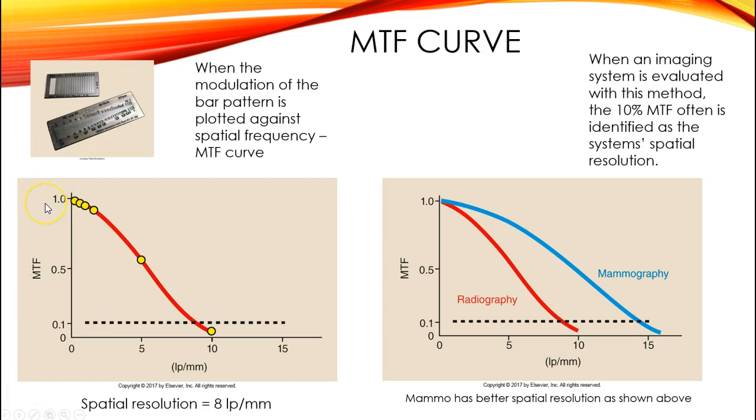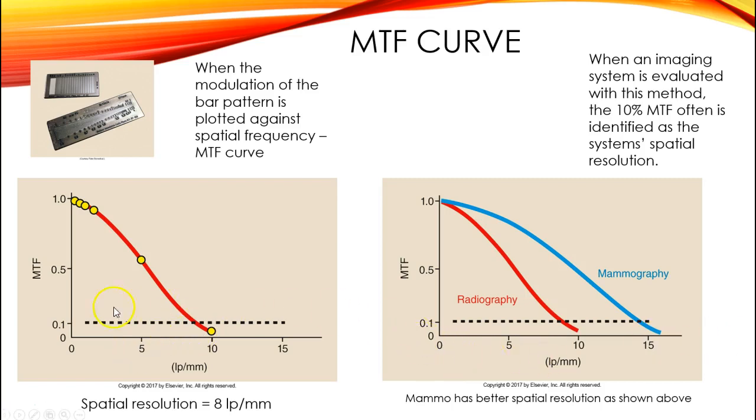Now what you want to take away from these slides is, remember, the ideal system has an MTF of 1. It doesn't exist. Everything is not exactly represented on an image, as we know. So each imaging system will have its own MTF. Most often, when an imaging system is evaluated with this method, the 10% line, the 10% MTF, is what is identified as that system's spatial resolution.